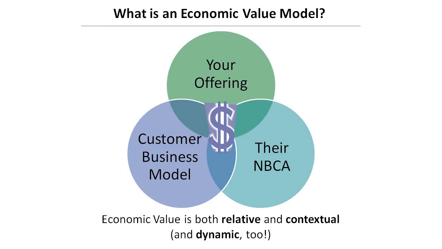Next, decide who your customer is and who you are competing against. This is important because value is both relative and contextual. Relative, meaning that buyers always compare your offering to a number of alternatives, including in-house solutions and even doing nothing. So choose the most likely rival for your customer's affections, what we refer to as the next best competitive alternative, or NBCA. By contextual, we mean that not all customers are alike.